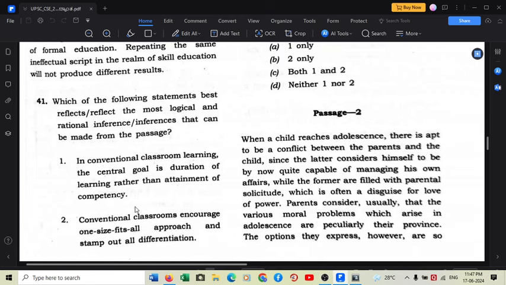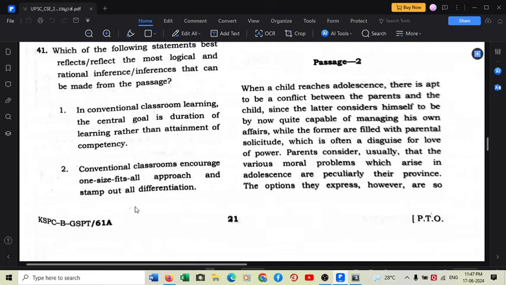Okay, reading further. The word solicitude here means care, parental care. Parents consider usually that the various moral problems which arise in adolescence are peculiarly their province.